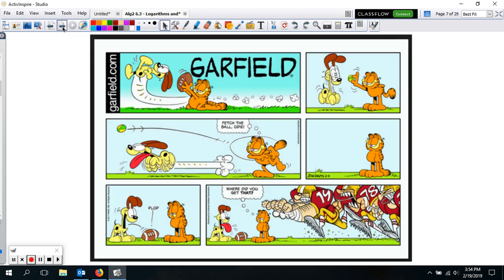First, let's take a look at a little Garfield cartoon. Throwing the ball, playing a little fetch with Odie. Fetch the ball, Odie. Waiting for him to come back, and Odie brings back a football. Where'd you get that? As the football team comes screaming down behind him. I love Garfield.